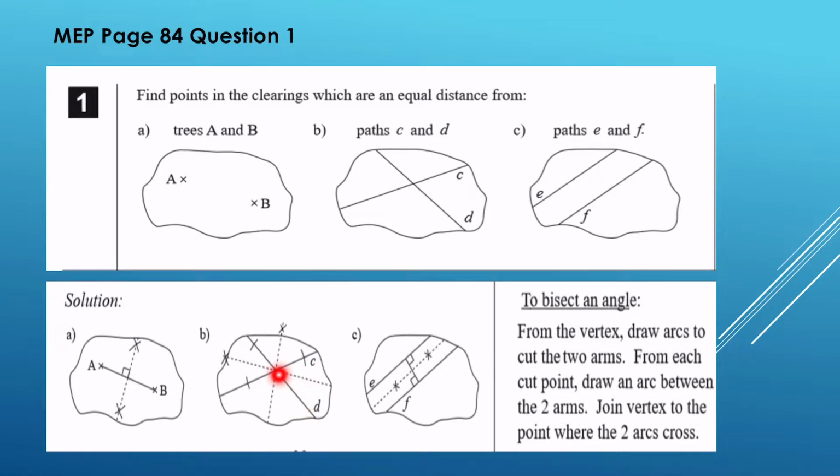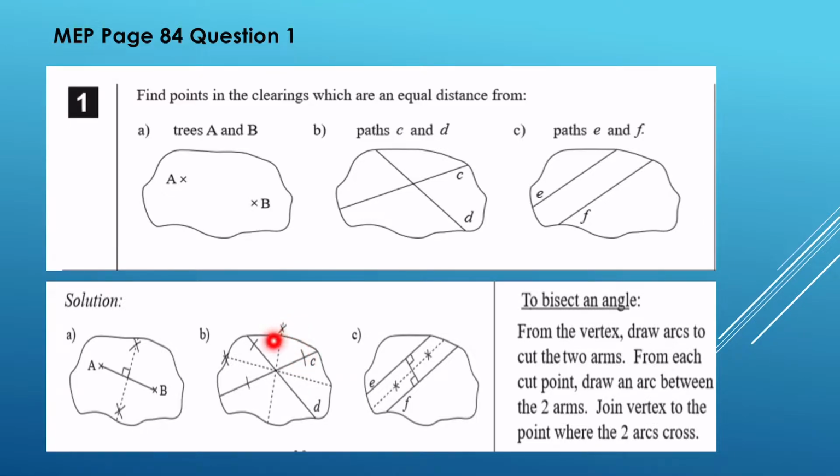First of all, we have to get our compass. We need to have a compass to be able to do this question. From the vertex, the point of intersection of C and D, we open our compass to a distance and then draw two arcs, one on path C, one on path D. After, from the arc that we drew on path D, we draw another arc, trying to make it in the middle, and with the same opening of the compass, we draw another arc from path C.